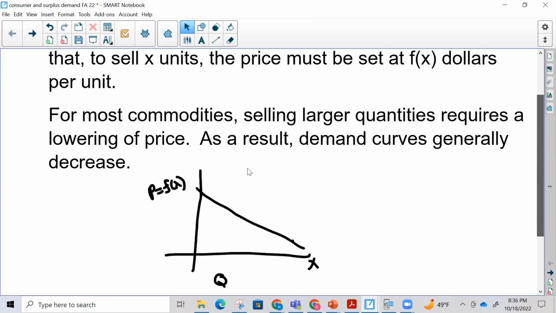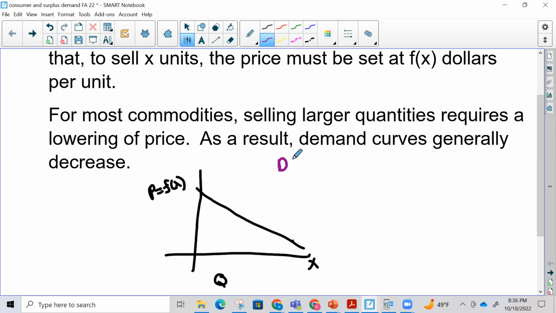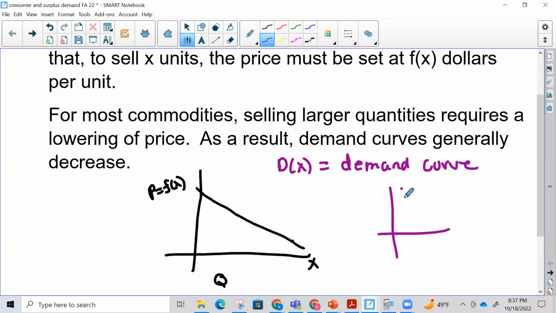So the demand curve is always going to be decreasing, or most of the time it is decreasing, and all the ones we will deal with are decreasing, because as the quantity sold increases, the price is going to decrease. Now for the demand curve, we usually call it D of X. If we draw a graph of it, we have some type of decreasing function. It could be linear. Sometimes they look like this.